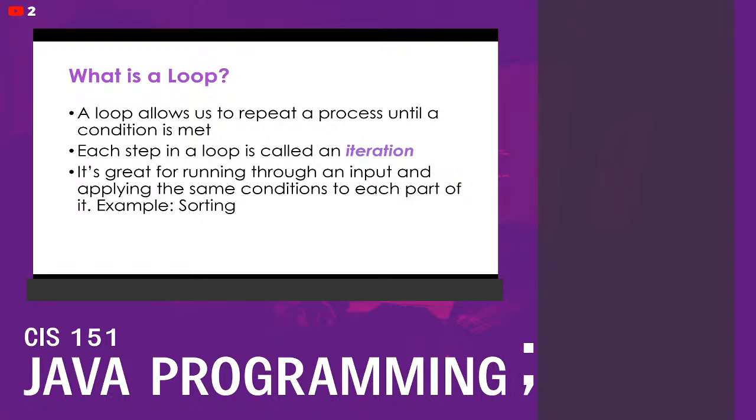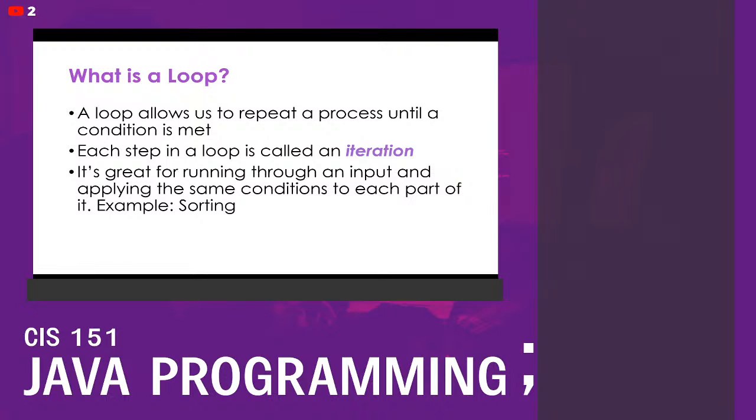A loop is going to do exactly what our recursive method does, insofar as it allows us to repeat a process until a condition is met. Each step through a loop is called an iteration. There's a little bit different terminology here between recursion and loops, because we say recursion is a recursive process, whereas a loop is an iterative process. But we can think of it in the same sort of way.